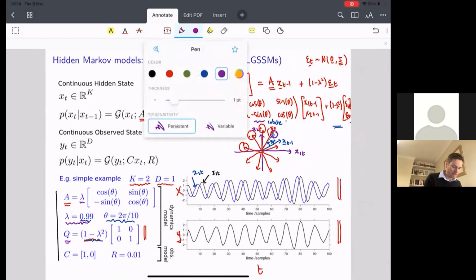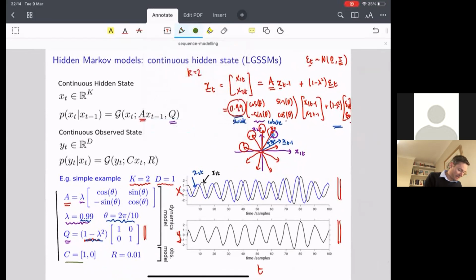So in a bit more detail, you'll see C takes this value here. This is the matrix C. It's 1, 0. So you can see this is going to pick out the first element of x. So I can write yt is equal to the matrix C, which is 1, 0, times x, plus a small amount of Gaussian noise. Maybe use a different symbol for this.